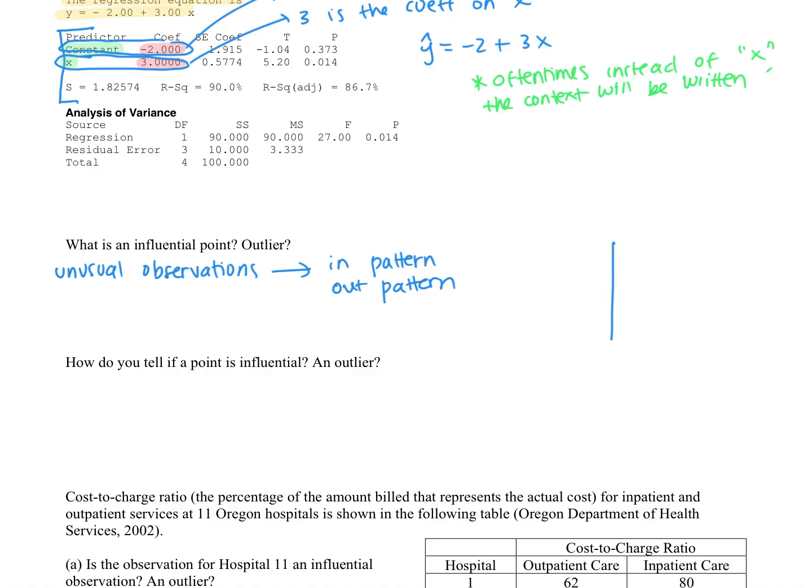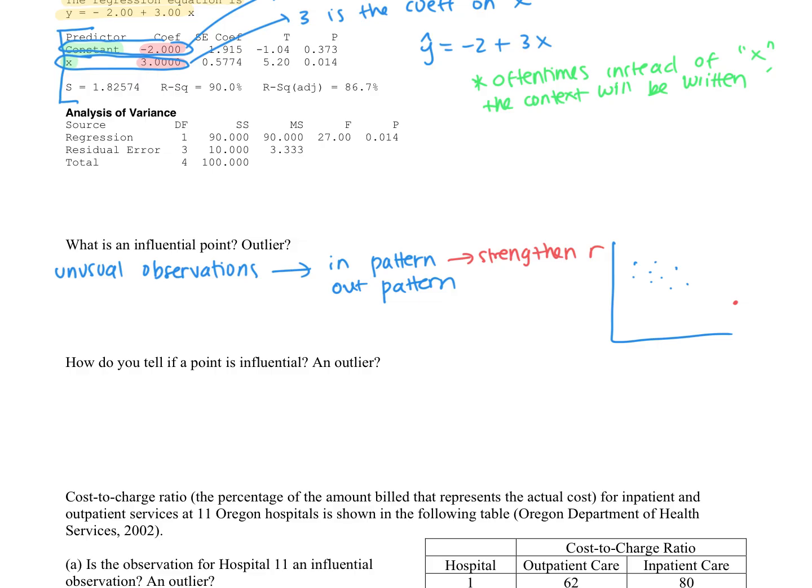So for example, if our data set looks like this, and we add in a point down here that's still within the pattern, but it's far off from all the other points, what is that going to do? Do you remember? Drag r closer to 1 or negative 1, depending on positive or negative. It will strengthen the correlation. So in this case, negative relationship, r will get closer to negative 1.